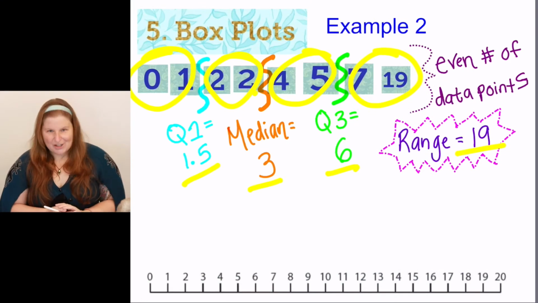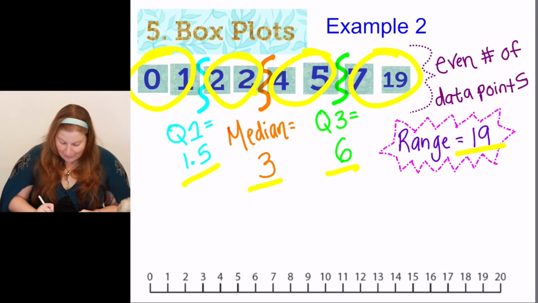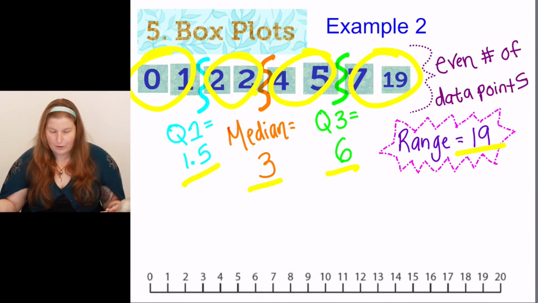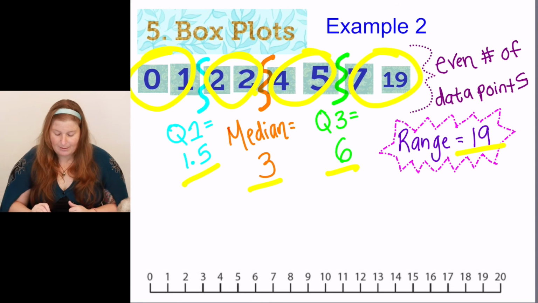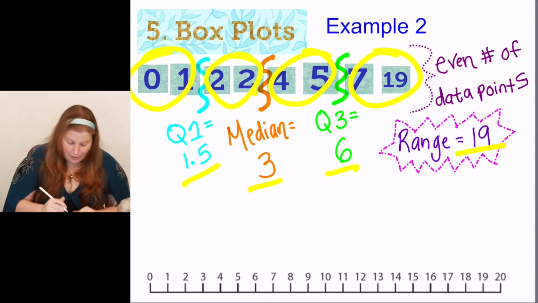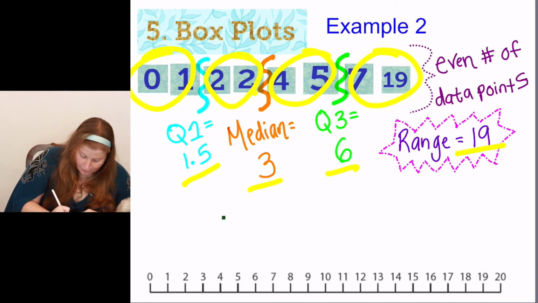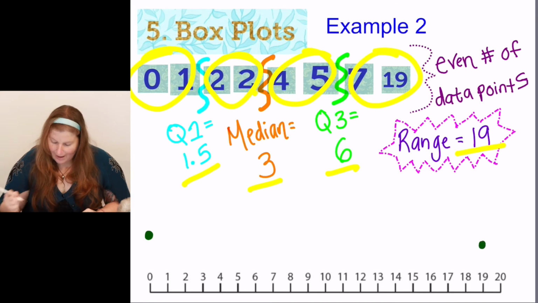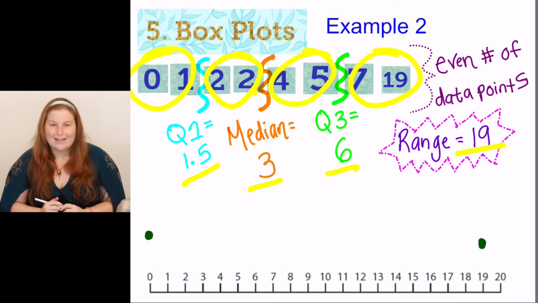Welcome back. Let's check your box plots. So the first thing that you probably could have done, and you could have done this in the opposite order, it does not matter which order you do these things in. Last time we did the median, Q1 and Q3, and then the range, so I'm going to do it backwards this time. So I'm going to start by doing my range, putting a dot at 0 and a dot at 19. And that shows my viewer that that's where my data starts and ends.